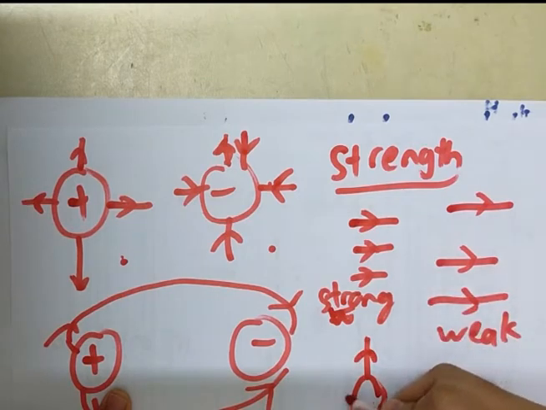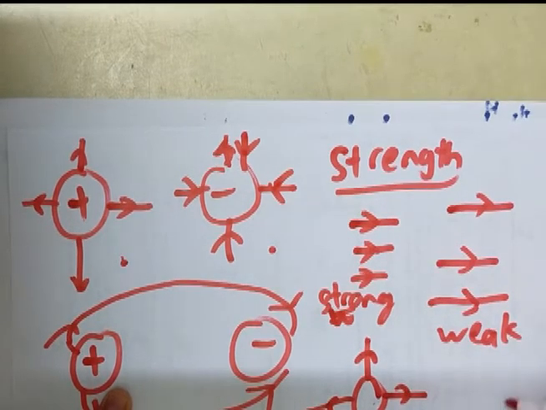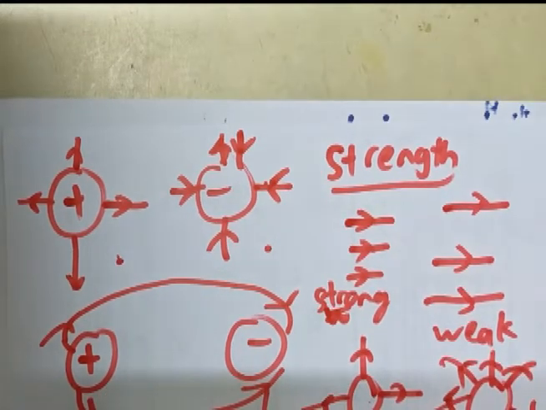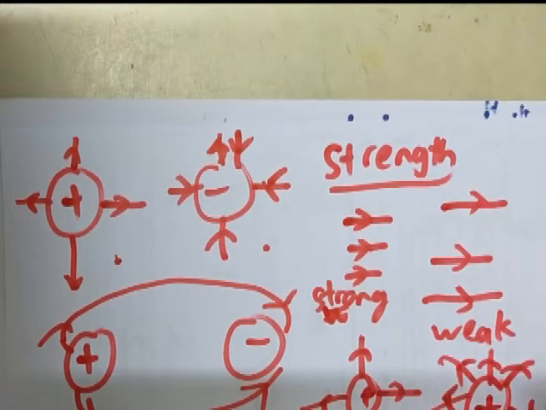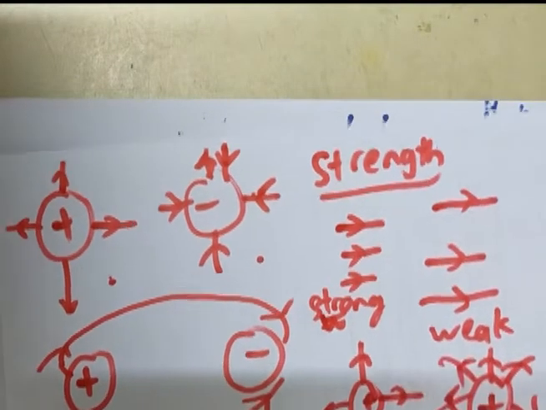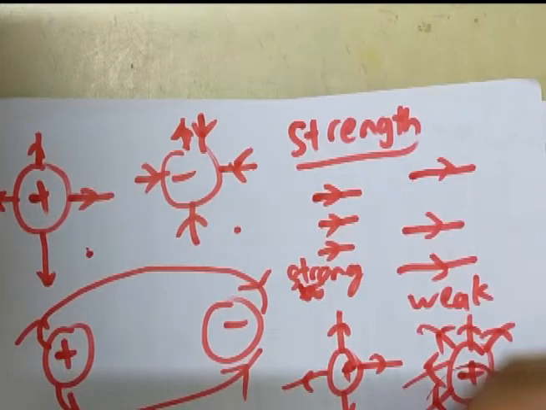This is a weak one, and let's say you have like that. You have so many coming out. Yeah, this would be a strong electric field. This is positive, yeah. Remember, positive goes out, negative goes in. So this would be stronger and this would be weaker.